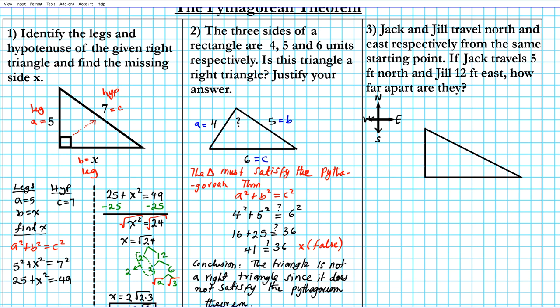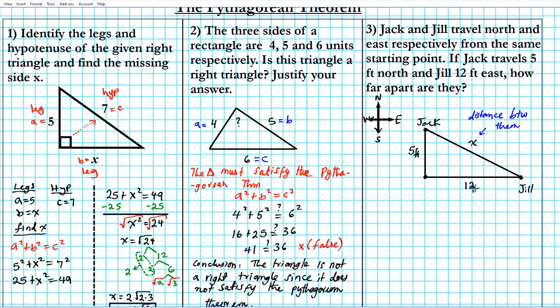All right, so this is the starting point. This is where 5 feet north, this is where Jack is. This is Jack's position. And then 12 feet east, this is Jill's position right here. So we're looking for this distance. This is the distance between them. This x value is what we're looking for. Distance between them.